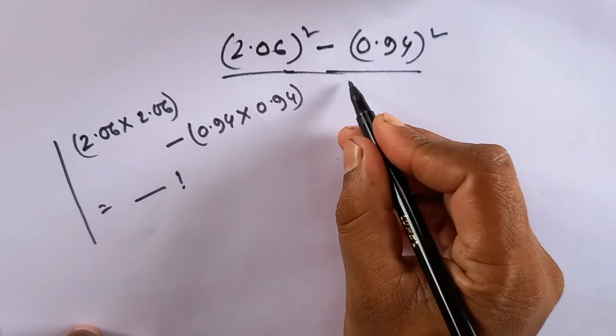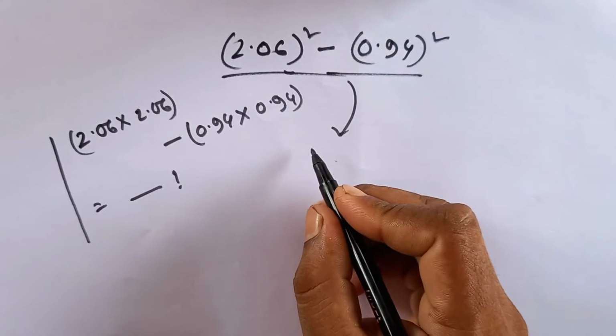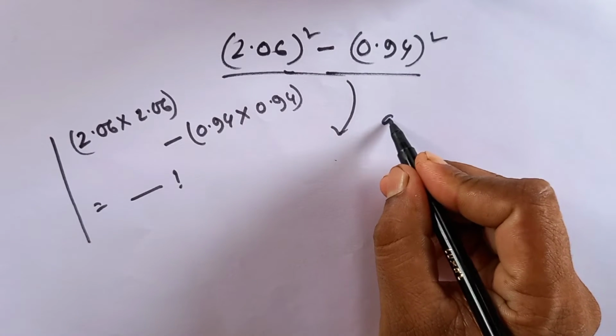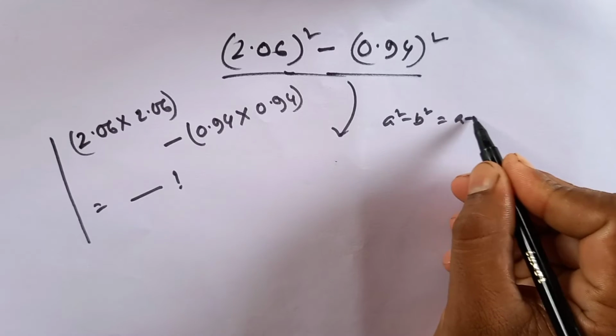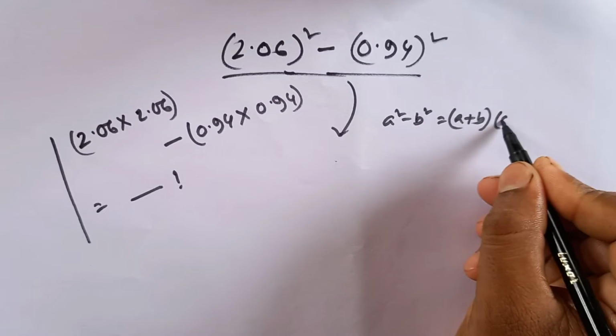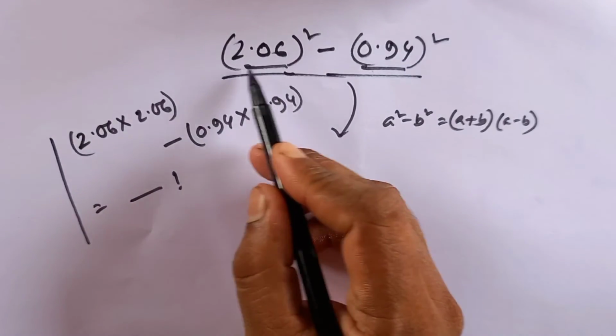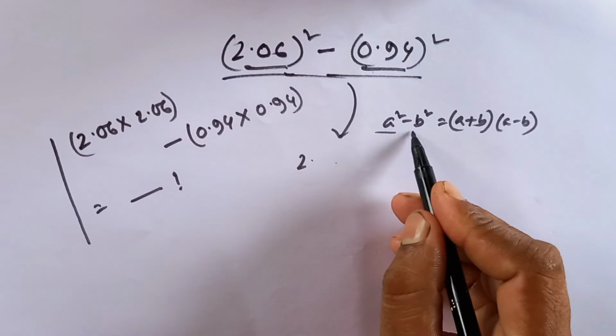If you use the formula method, you know a square minus b square is (a plus b) into (a minus b). This is the a square, this is the b square, this is the a square, this is the b square.